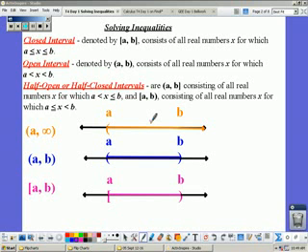For your open interval, that's going to be denoted with open parentheses. That's all real numbers where x is between A and B. Notice for that one, I'm not including A and B. There's no equal bar underneath the A and B.